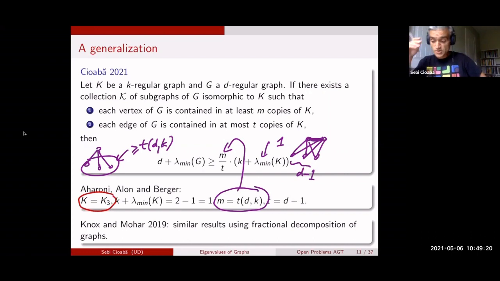that's a proof. So we should know that there is a very nice paper by Knox and Mohar in which they proved similar bounds for D plus lambda mean using a fractional decomposition. So you can use several graphs, not the same copy of the same graph, and you can weight them such that the sum of the weights at each vertex is the same, and then you can get a lower bound on this D plus lambda mean parameter. And they use it to give some simpler proofs of some results of Jacques Koolen and his co-authors about smallest eigenvalues of distance regular graphs. So it's a very nice paper. So let me give you the proof now.